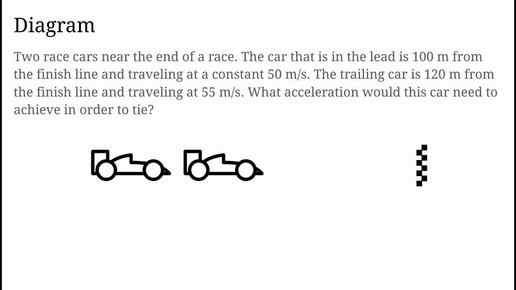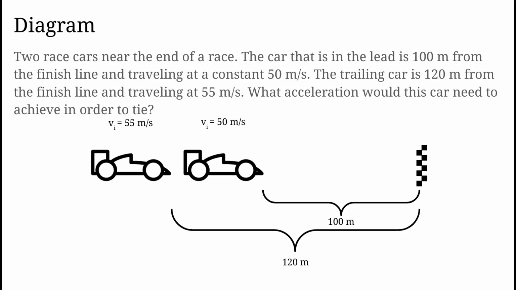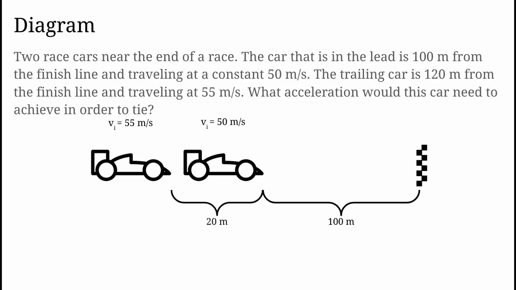We've got two cars approaching the finish line, and I can put the velocities that were given. The car that's farther away has a velocity of 55 meters per second. The one that's closer has a velocity of 50 meters per second. But then labeling this diagram with initial positions becomes important, and we have to make these decisions deliberately. We know from the problem that the front car is 100 meters away from the finish line, and that the trailing car is 120 meters from the finish line. An easier way to label this would be that it's 20 meters behind the leading car, because that total distance now is 120 to the finish line.